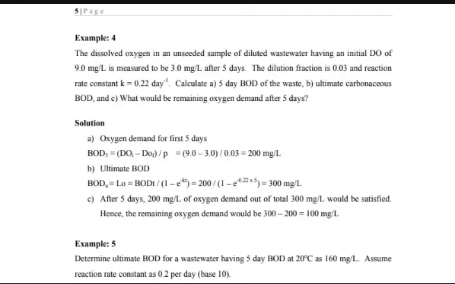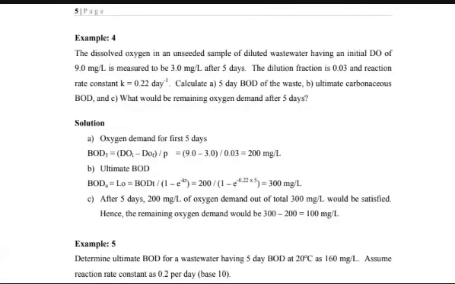Calculate, first bit A, the 5-day BOD of the waste. B, the ultimate carbonaceous BOD. And bit C, what would be the remaining oxygen demand after 5 days.